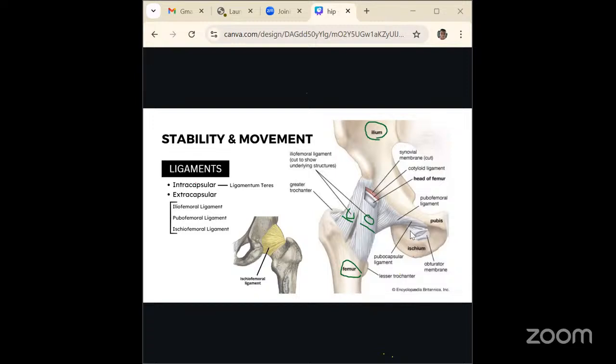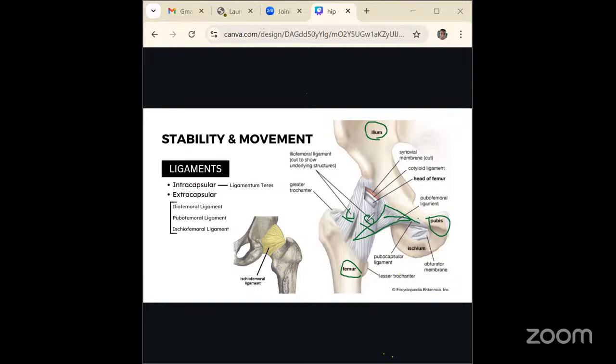The next one we'll see is the pubofemoral. So here is the pubis, and then this is the femur. We can see the pubofemoral as it's labeled here. This one is triangular shaped. Look at the shape of this one. It goes this way, this way, and this way. That makes up the triangular shape of the pubofemoral. Remember, we said the iliofemoral is Y-shaped. The pubofemoral is triangular shaped, and it's also the second strongest. It prevents excessive extension as well, and also abduction.